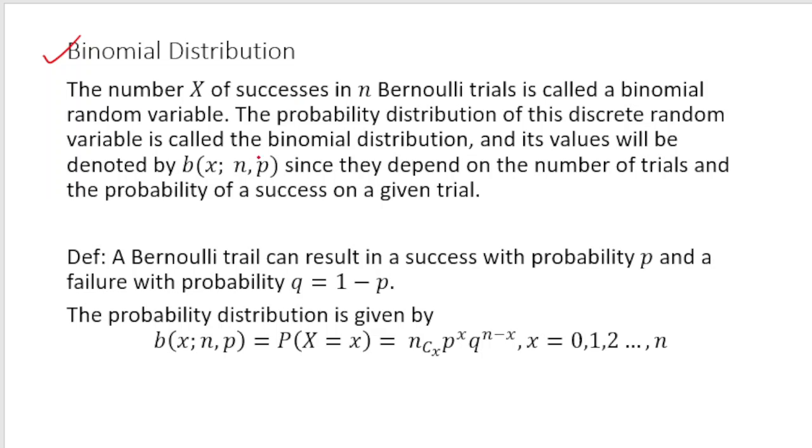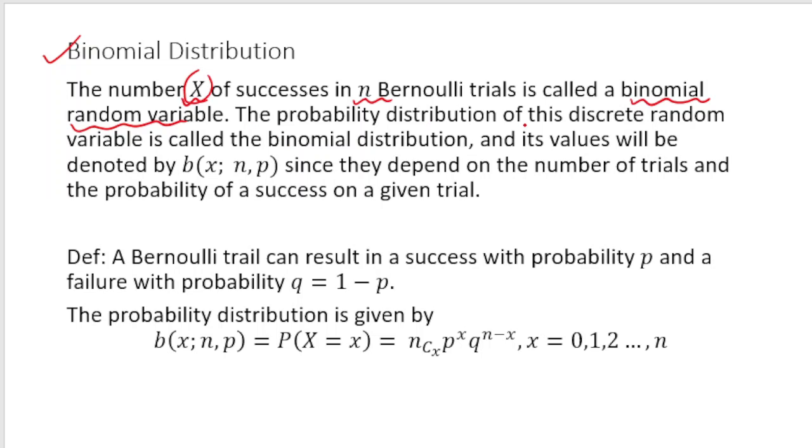Look at this again, and I will explain through examples as well. So the random variable X, let me read it first. The number X of successes in n Bernoulli trials, Bernoulli trial you have already understood, and I am counting the number of successes and representing it by X, is called a binomial random variable.